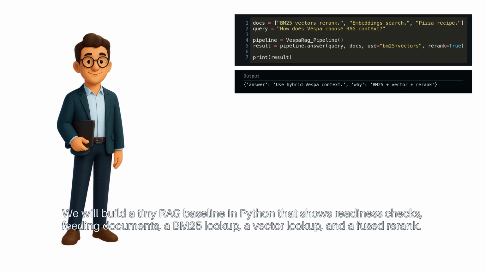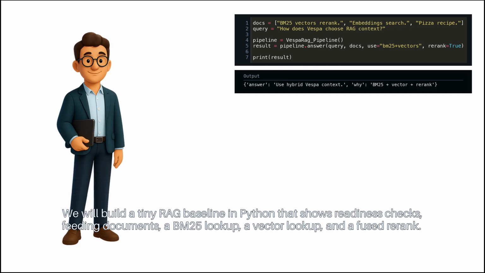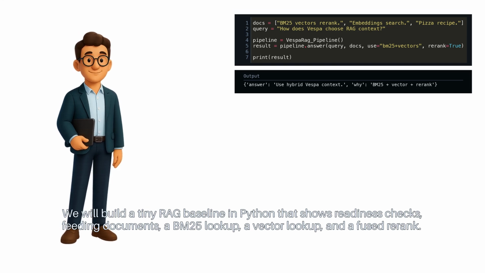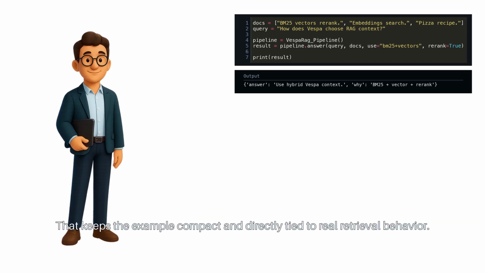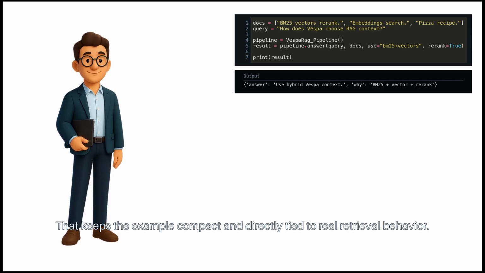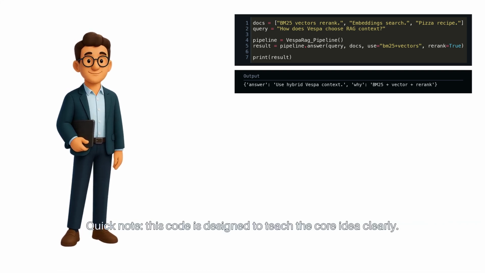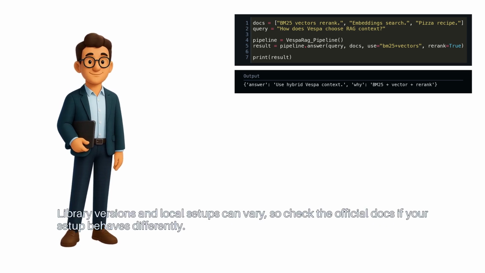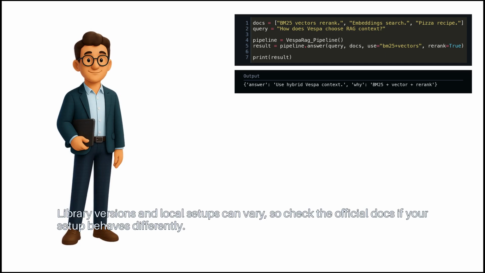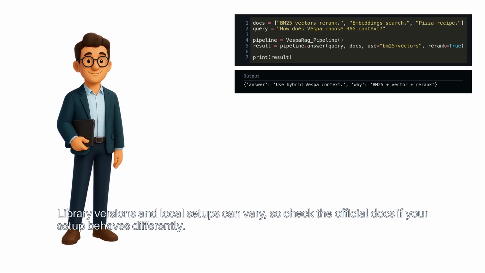We will build a tiny RAG baseline in Python that shows readiness checks, feeding documents, a BM25 lookup, a vector lookup, and a fused rerank. That keeps the example compact and directly tied to real retrieval behavior. Quick note: this code is designed to teach the core idea clearly. Library versions and local setups can vary, so check the official docs if your setup behaves differently.